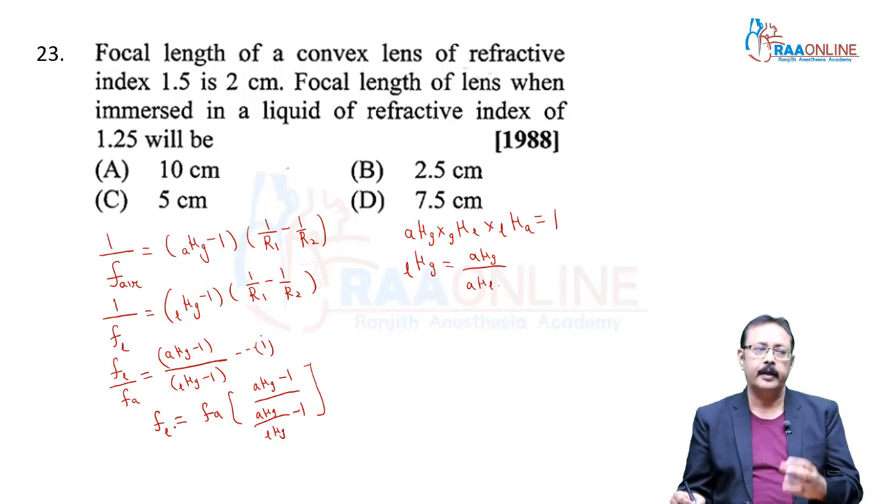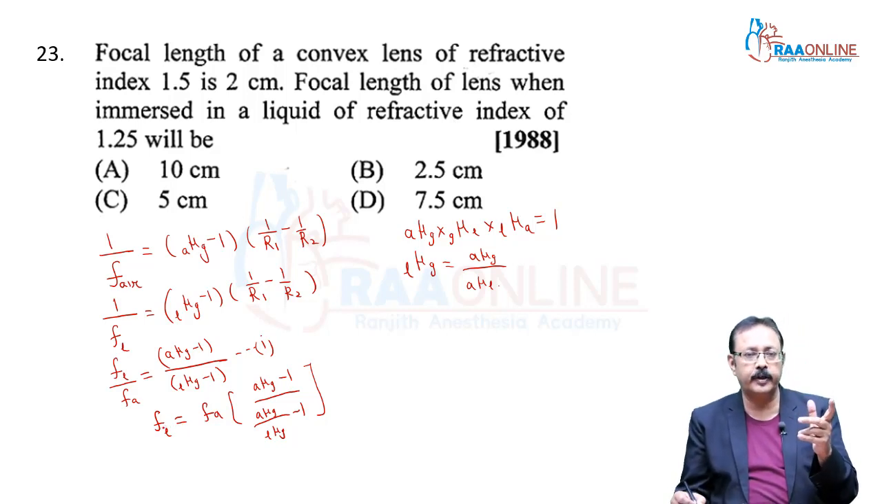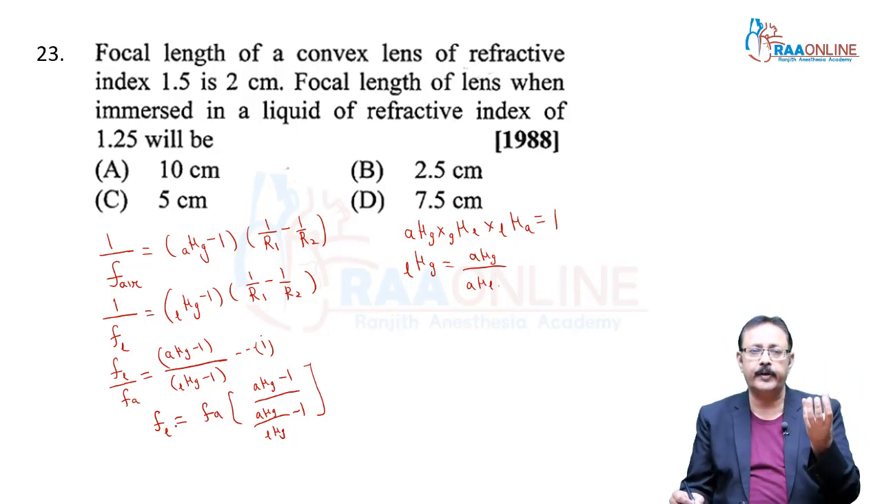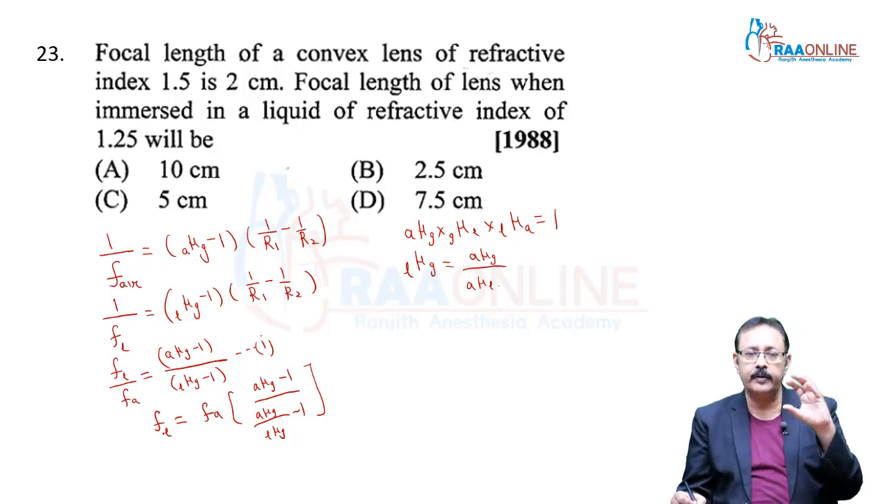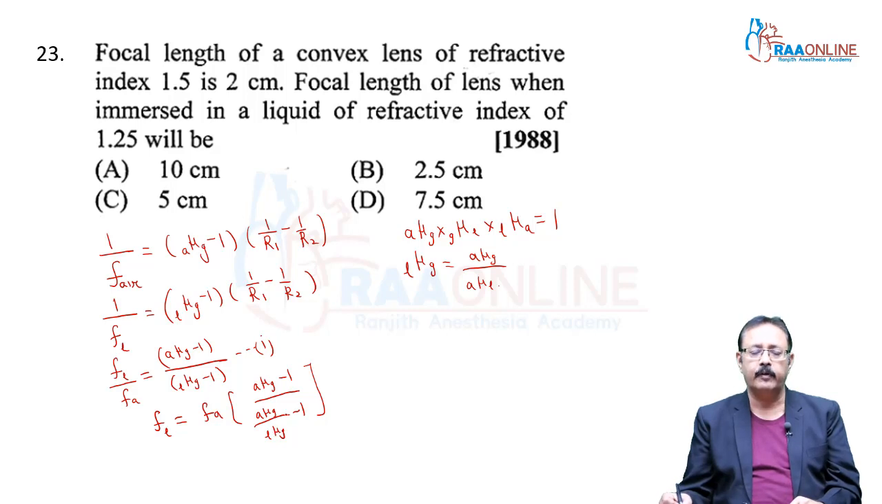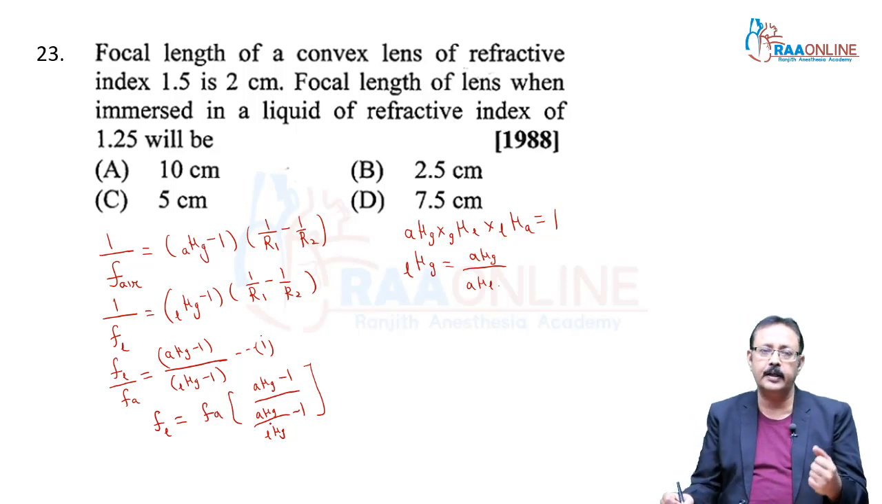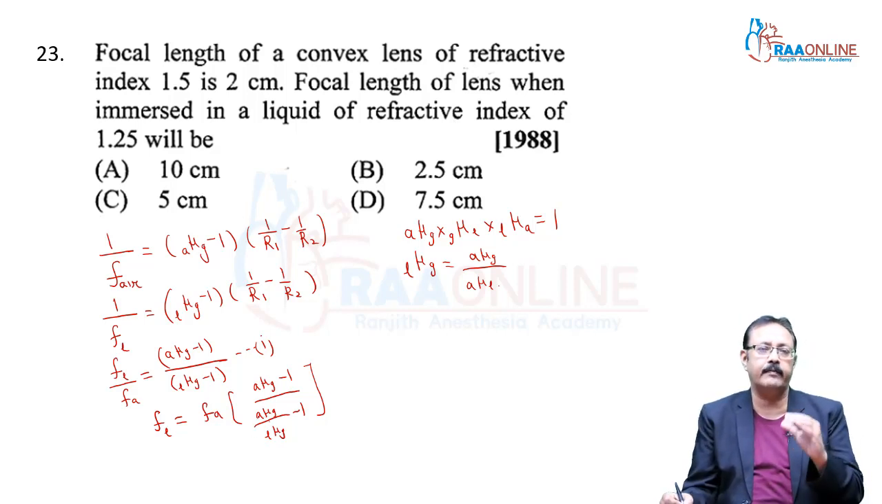Sometimes they ask, an air bubble in water will behave like what? The refractive index of air is nearly 1 and water is 1.33. It means a convex air bubble is going in a liquid whose refractive index is greater than the refractive index of this bubble. So the nature will change, so it will behave like a concave lens. What will happen if A mu g and L mu g are equal? 1 minus 1 is 0, something upon 0 is infinity. It means the lens will disappear. You cannot see it. It will behave like a glass slab.